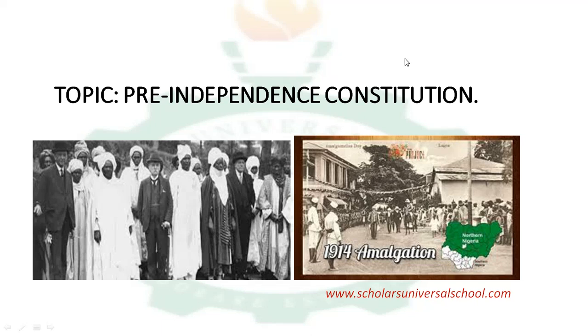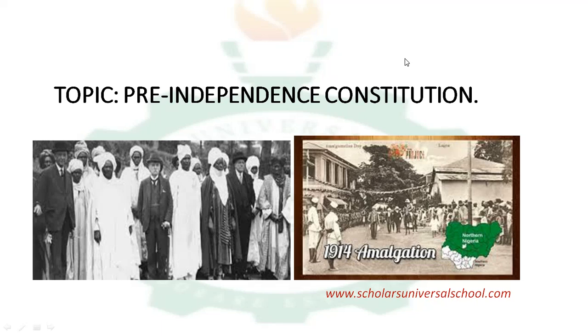When we say pre-independence constitution, we are talking about the constitution that we used in Nigeria before Nigeria got her independence. Pre means before, then independence means freedom from colonial masters. Put together, that tells us the constitution used in Nigeria before the independence. You were taught the meaning of constitution in SS1, if you could recall.